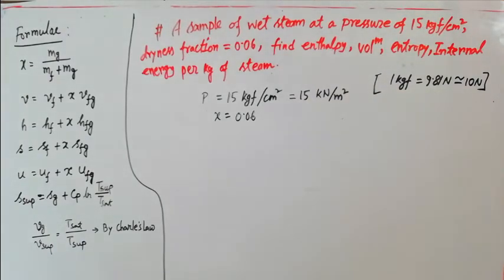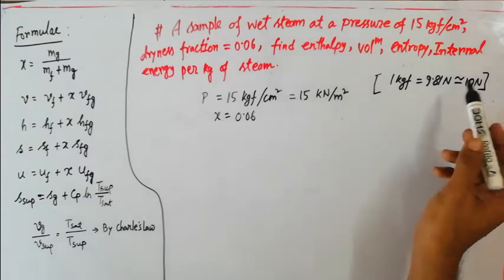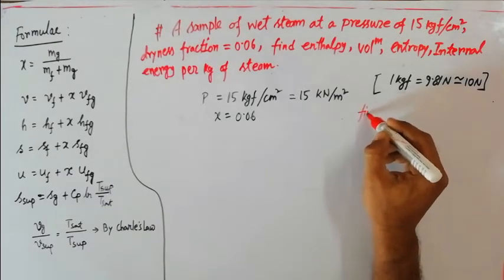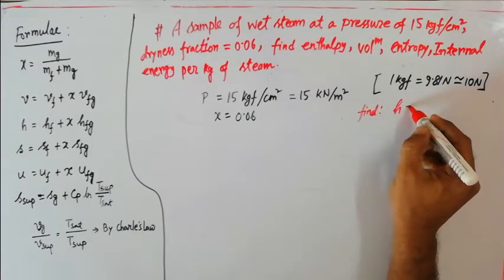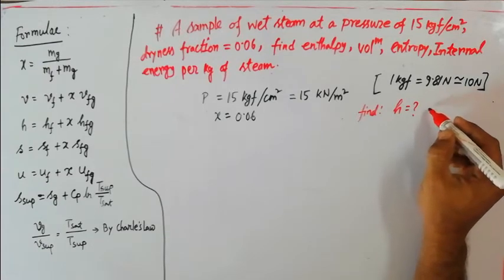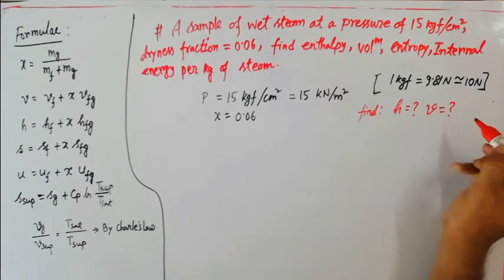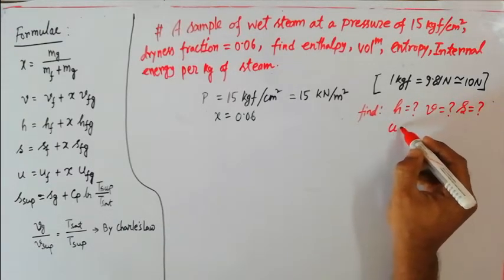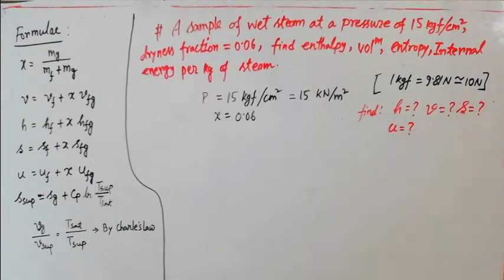that is given for the wet steam. Okay, now you have to find enthalpy, volume, entropy, internal energy per kg of steam. That means they are all basically specific properties. So you have to find specific enthalpy, small h, then specific volume, small v, then entropy, small s, then internal energy, small u. All these thermodynamic properties you have to find.